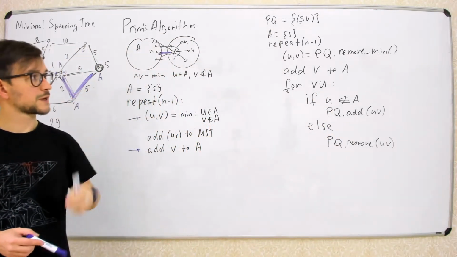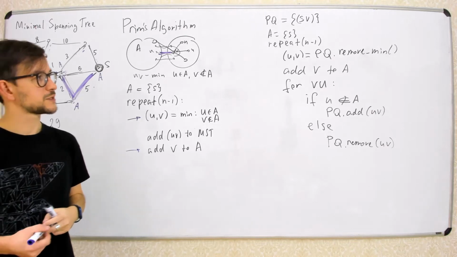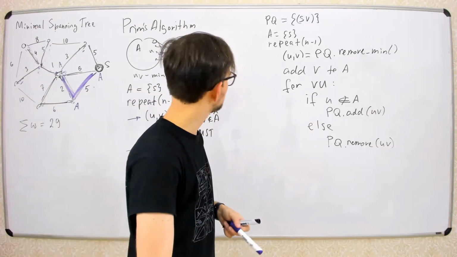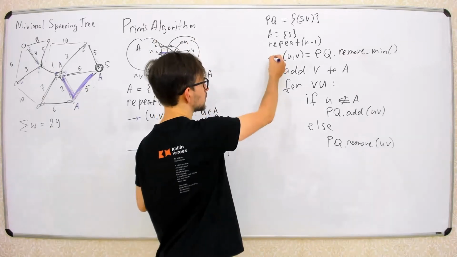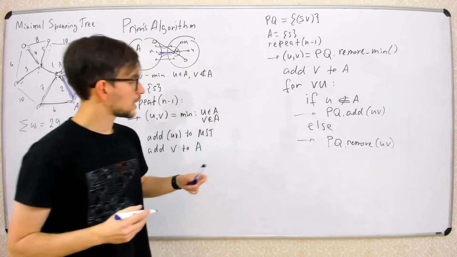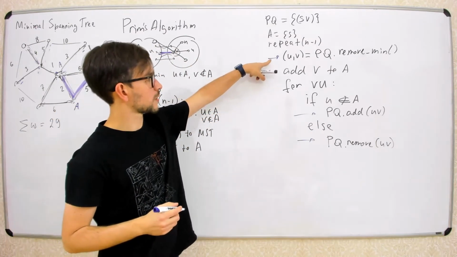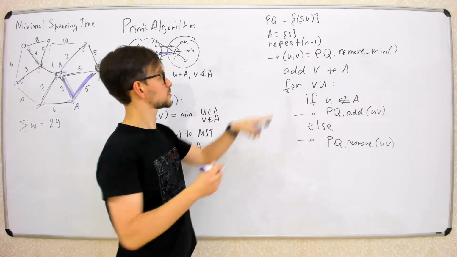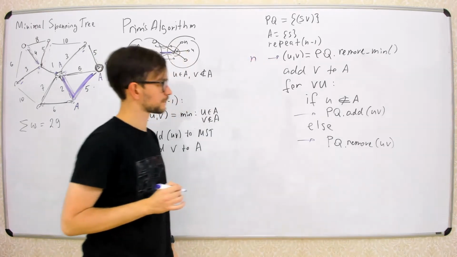Now let's look at time complexity. So what happens with time complexity? We use some priority queue operations here. We use it here and here. How many times did we call this operation? This operation is called n times, n minus 1 times. So we have n operations like this.